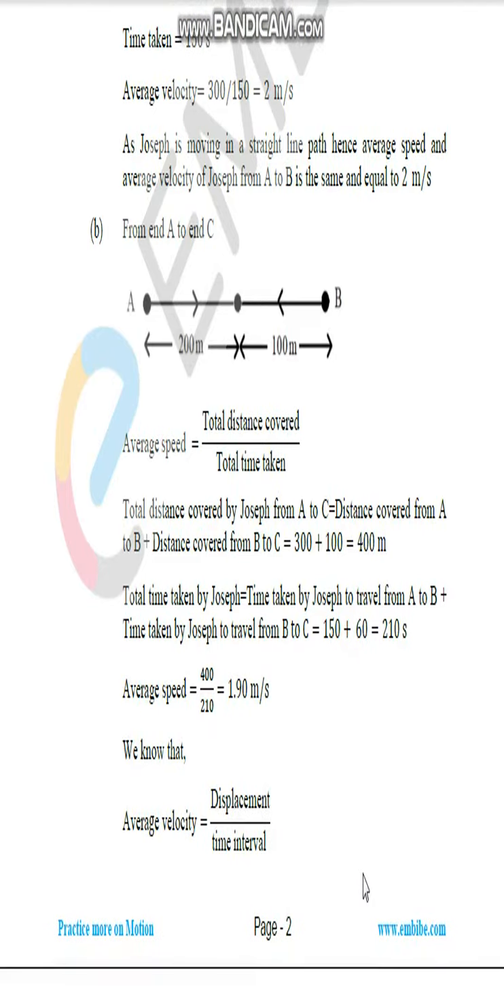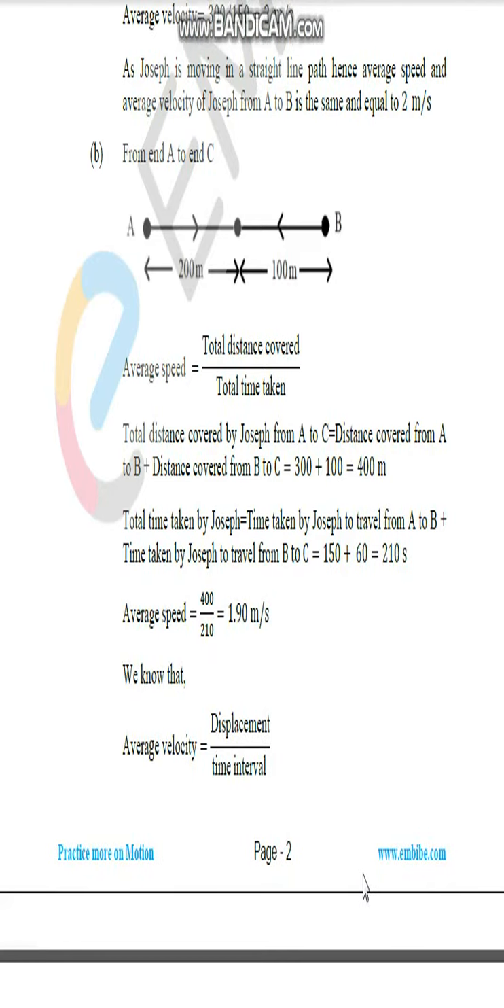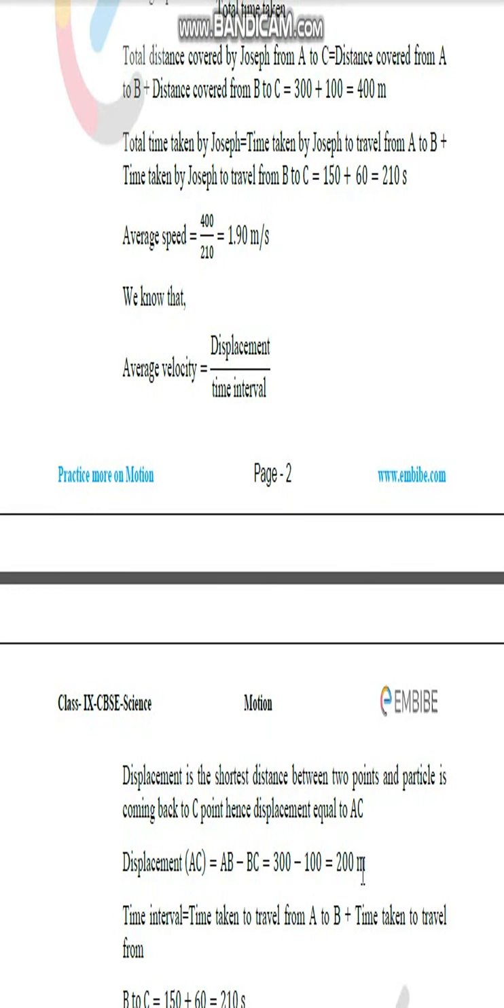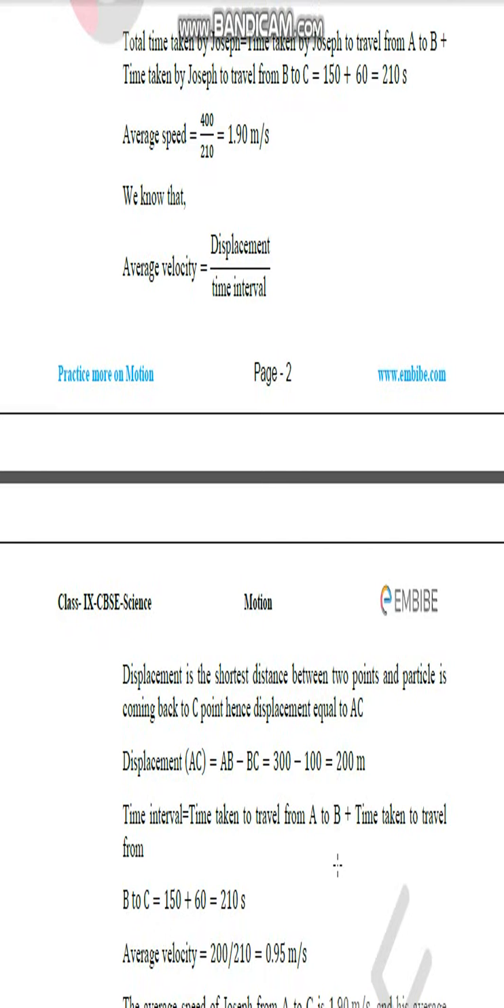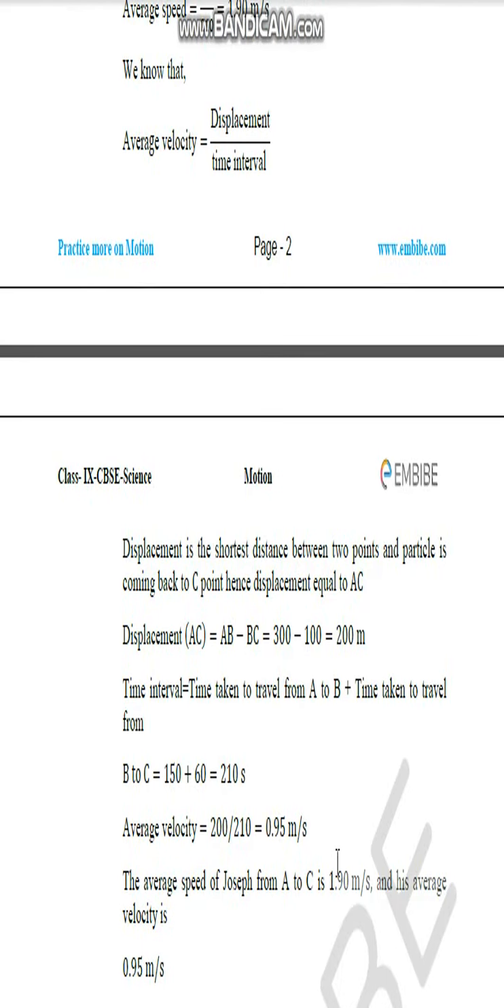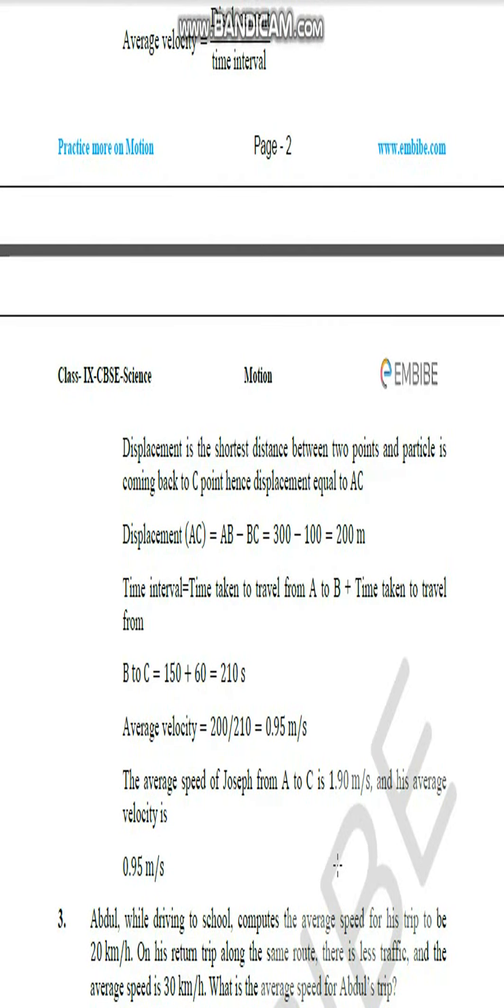Now average velocity is the displacement upon time interval. As I told you, displacement is the shortest distance, so I take here AC. I can take AC as 300 minus 100, or I can take the shortest path A to C, which is also equal to 200. You can take both. Now time interval is equal to time taken to travel A to B plus time taken to travel from B to C, the same, 150 plus 60. Now when we divide, it is 1.90.